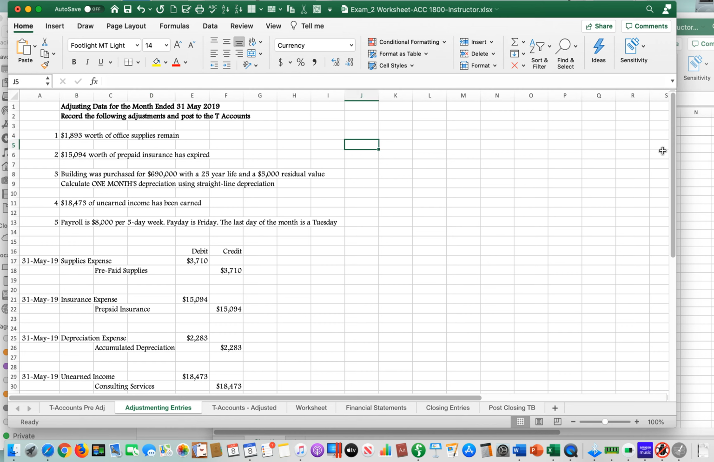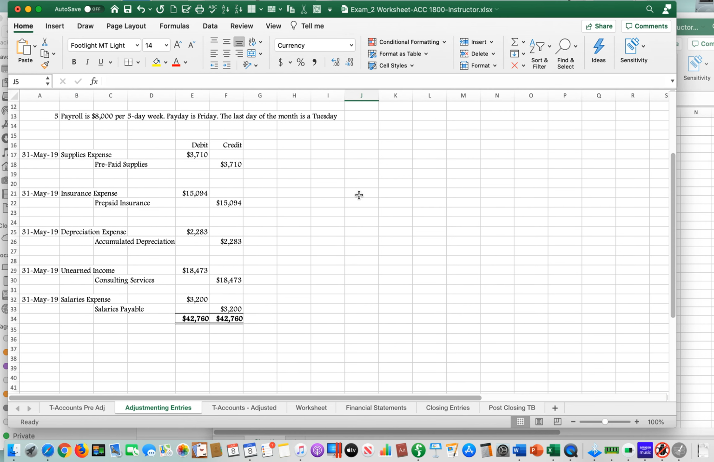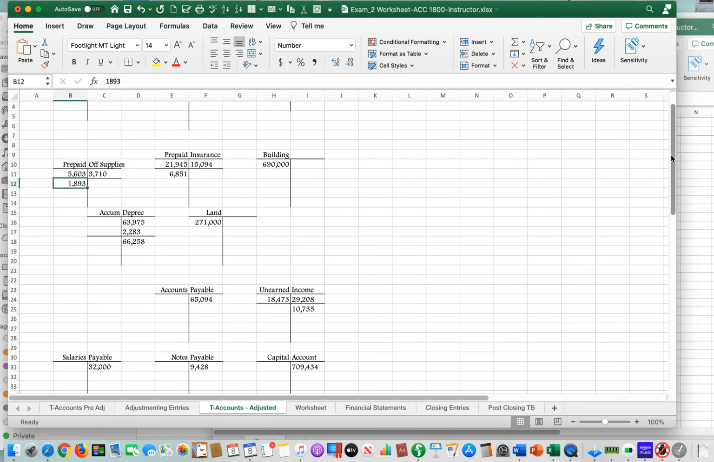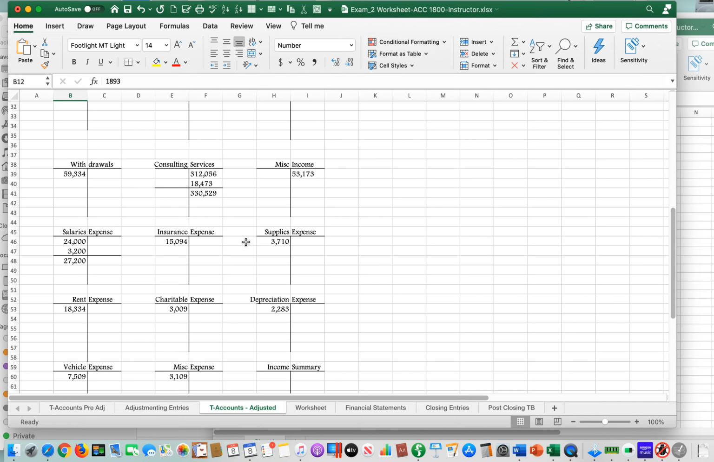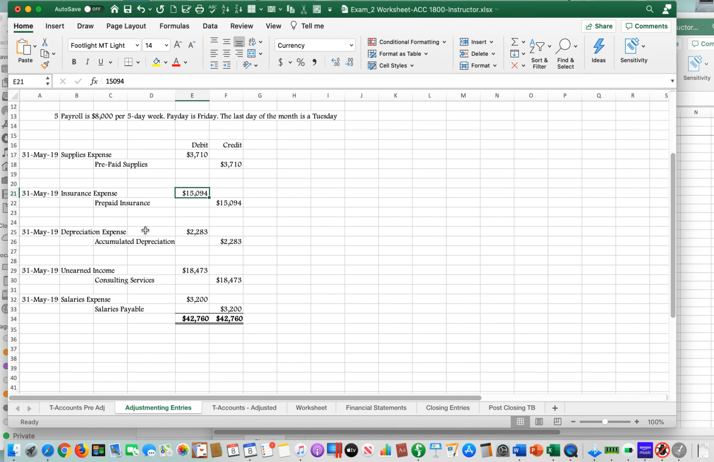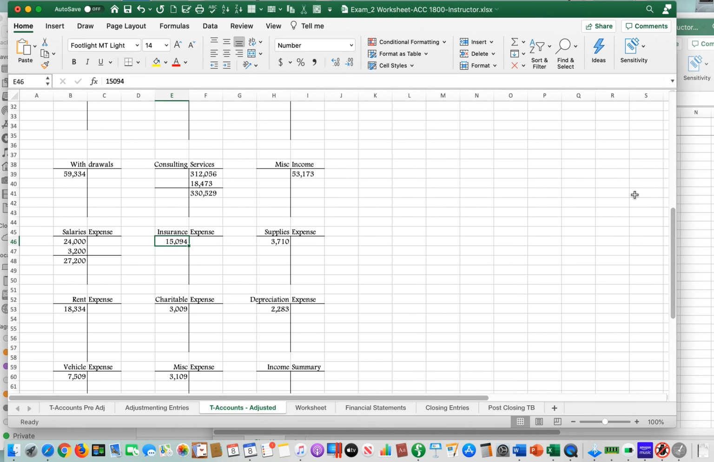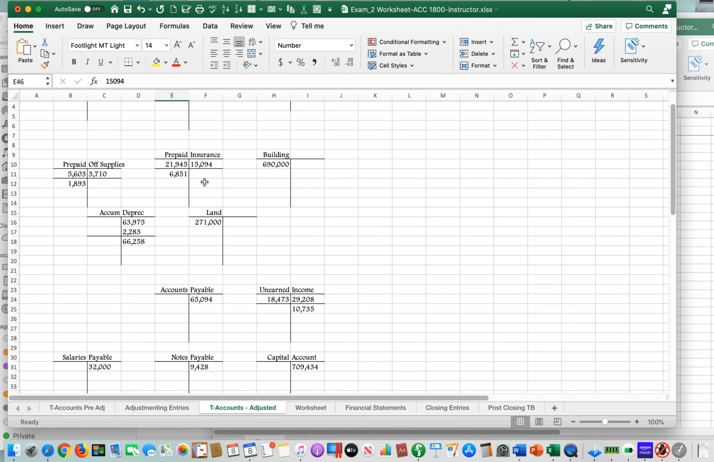Okay. Let's post our second entry. Insurance expense, we're going to debit that by $15,094. So let's go to insurance expense, T account, and we debit that $15,094. See that? And we credit prepaid insurance $15,094. So let's see that. Prepaid insurance, we credit that $15,094. And that leaves it with a balance of $6,851 worth of insurance that we still have coverage for.